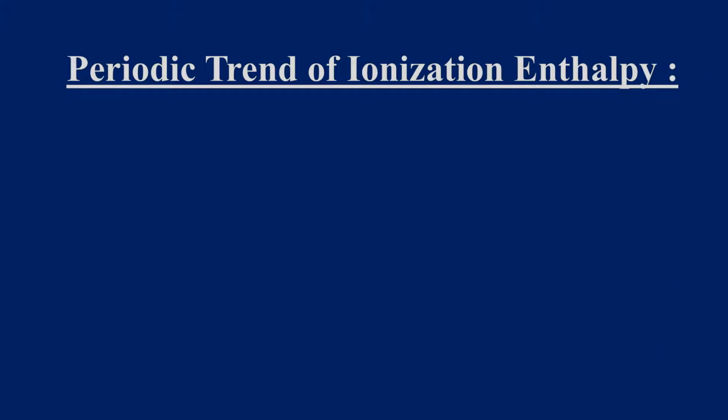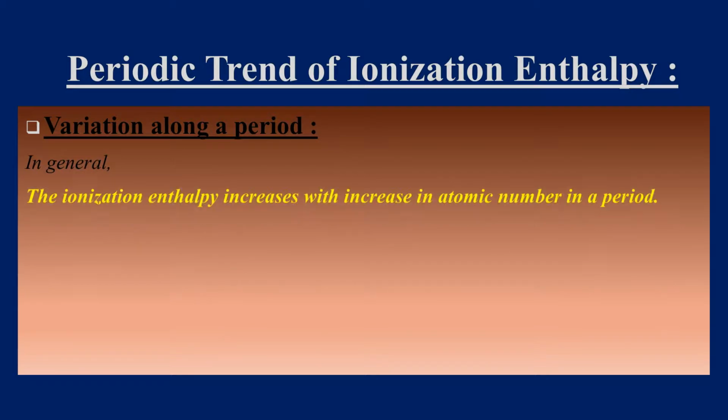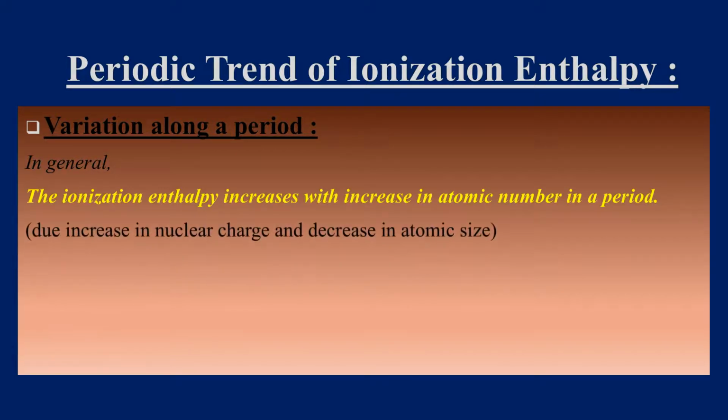Now come to the periodic trend of ionization enthalpy. First is variation along a period. In general, the ionization enthalpy increases with increase in atomic number in a period. When you move left to right in a period, we know that atomic number increases, and with increase in that atomic number, the ionization enthalpy also increases. Now, this is because of the increase in nuclear charge and decrease in atomic size.